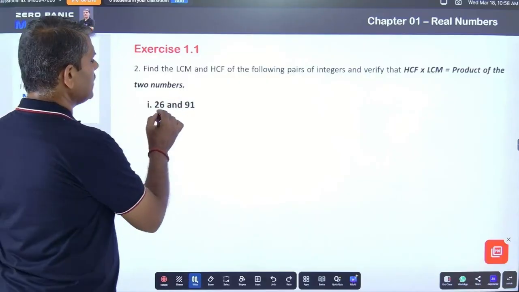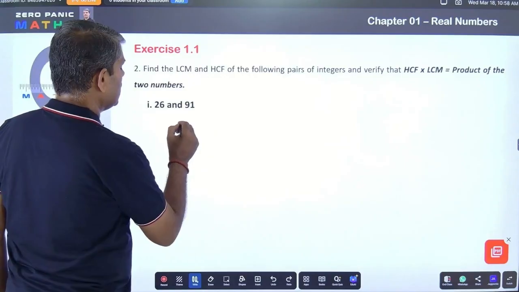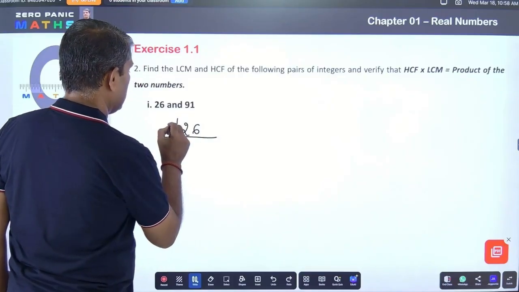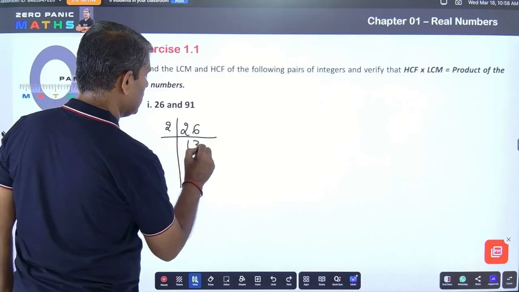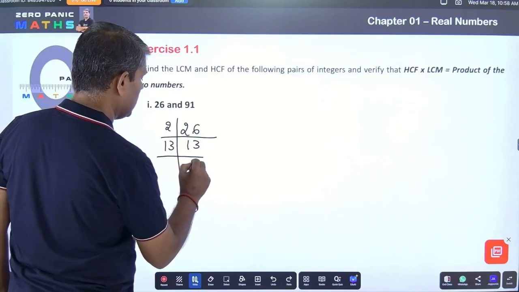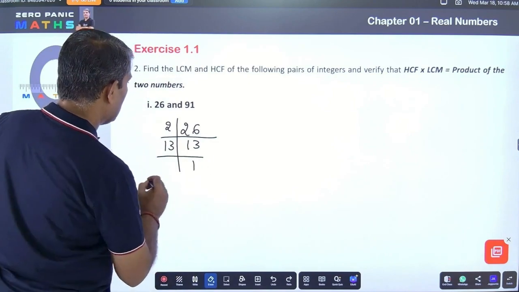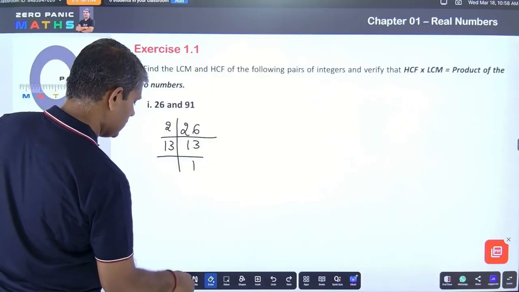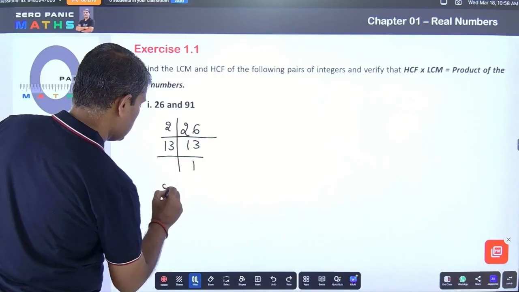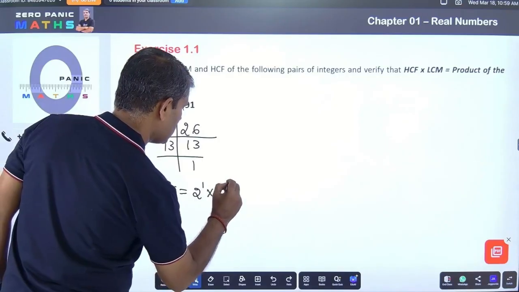What are the two given numbers? 26 and 91. Okay, let us continue with the prime factorization of 26 first. I'll go with 2. 2 ones are 2, 2 thirteens are 26. 13 itself is the prime factor, so 13 ones are 13. So what exactly is 26? 26 is equal to 2 to the power of 1 and 13 to the power of 1.